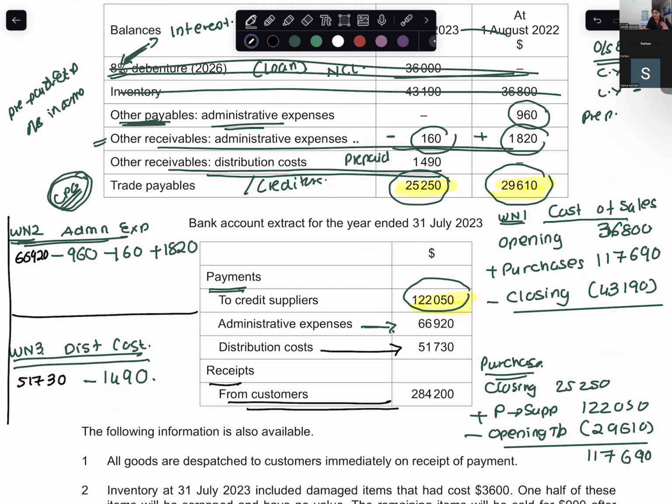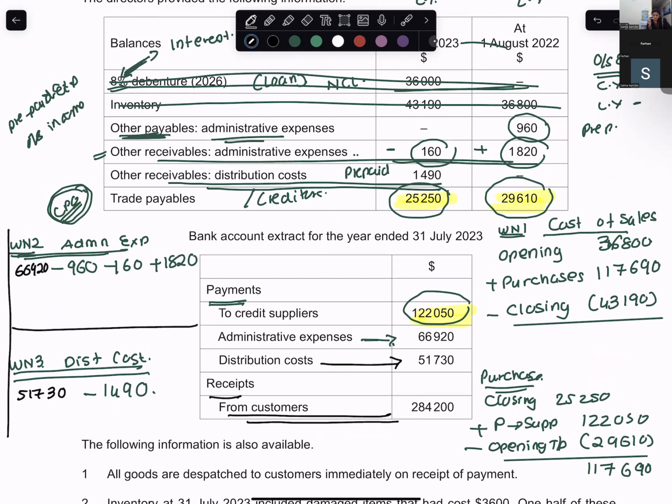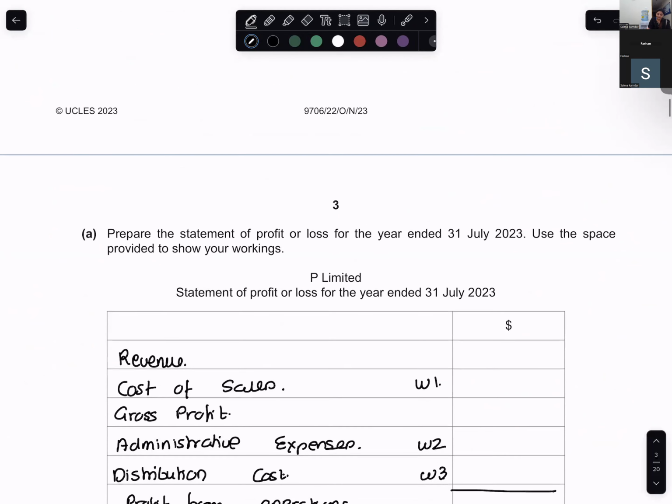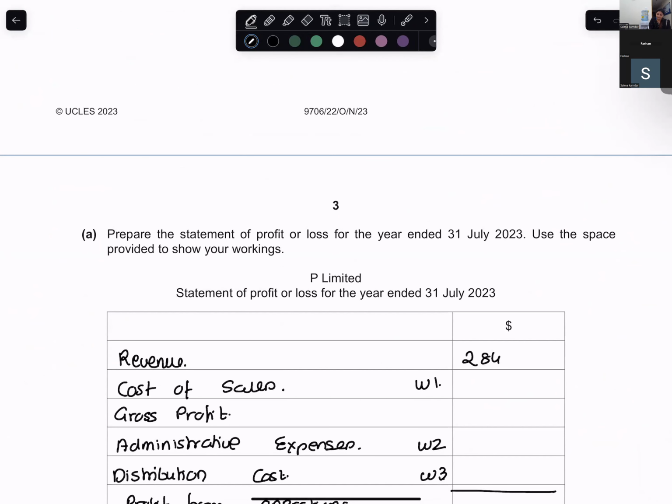Do you have opening and closing trade receivables? No, you don't have opening and closing trade receivables. That means the money that you've received from your customers is your revenue. So revenue, I will put 284,200. Are you with me?